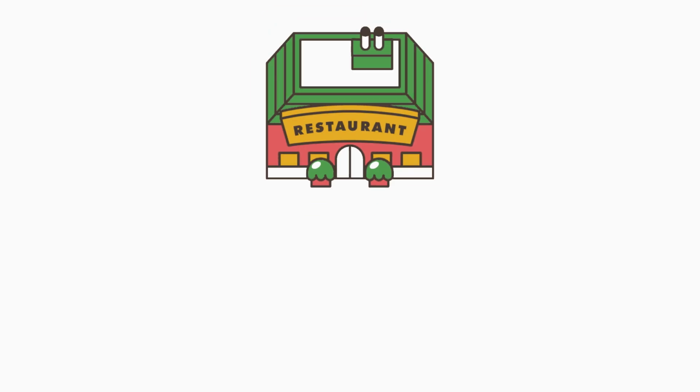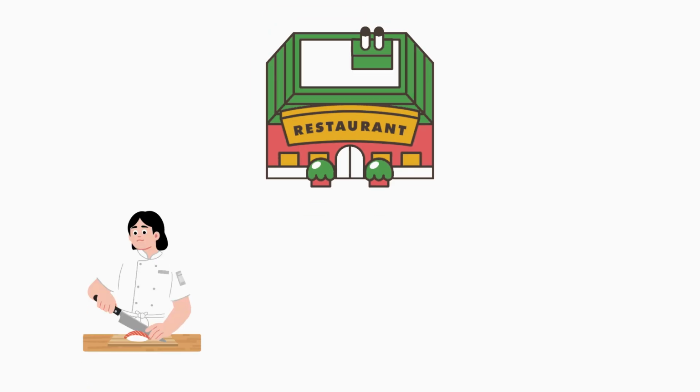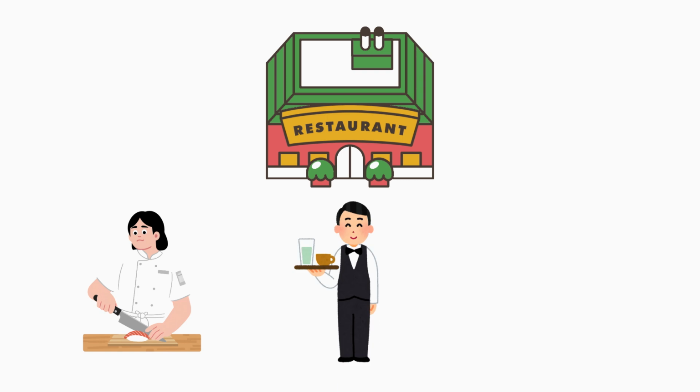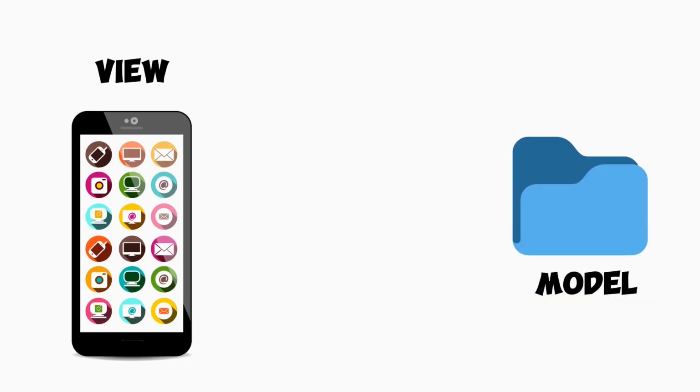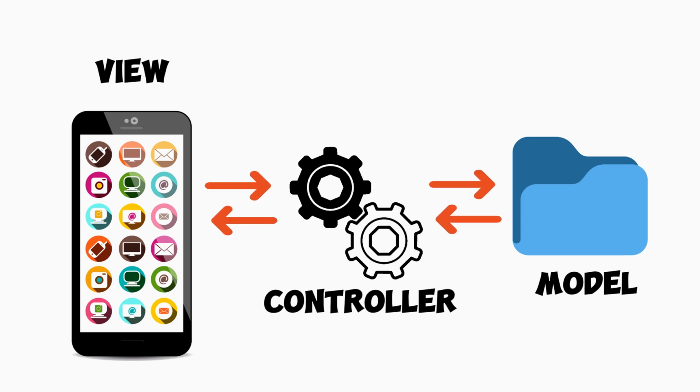MVC. MVC is like a restaurant. The chef cooks the food, the waiter serves it, and the manager coordinates everything. MVC stands for Model, View, Controller. The view shows the UI, the model handles data, and the controller connects them.